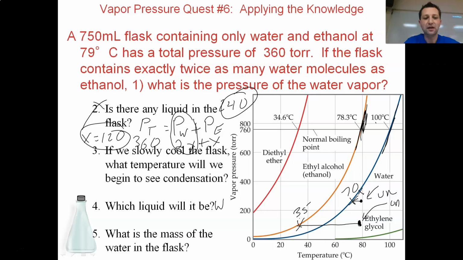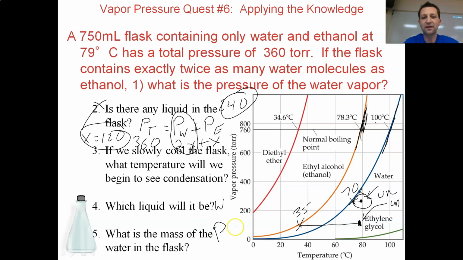So that's pretty easy. Last one, what's the mass of the water in the flask? So we know for the water, it's getting cluttered, water's right here. The pressure was 240 torr, or 240 millimeters of mercury. It's the same thing. So we have our pressure.